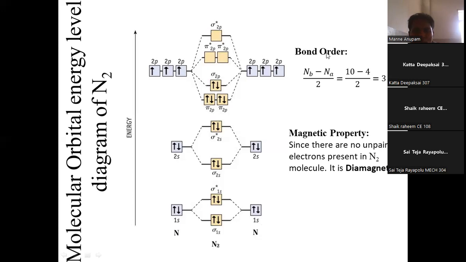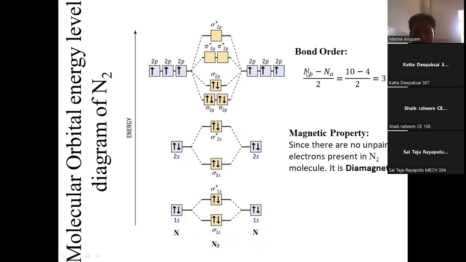Okay, bond order. So we have seen the electronic configuration of the nitrogen atom, and we have studied the molecular orbital diagram of the nitrogen molecule. Pi 2p is down and sigma 2p is up. Pi 2p is down, sigma 2p is up. Now we will see what the bond order is.